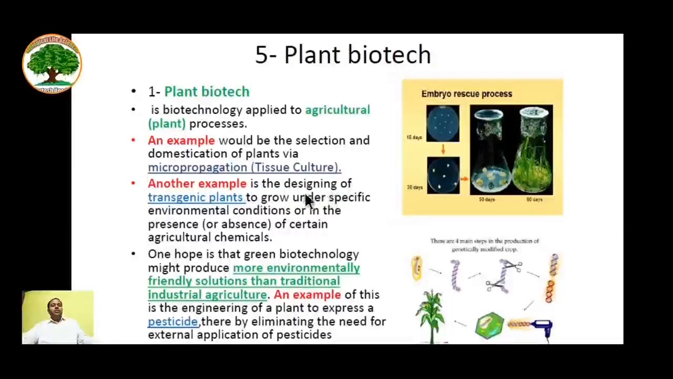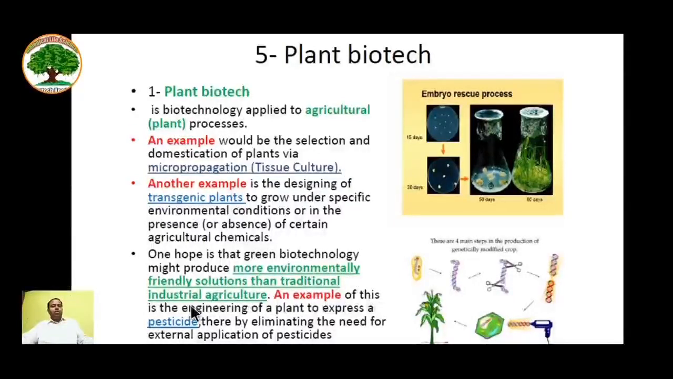Another example is designing of transgenic plants to grow under specific environmental conditions or in the presence or absence of a certain agricultural chemical. For example, we can convert a regular variety into a drought resistant variety by transferring the genes from a drought resistant variety into the plant. So such kind of experiments can be done with the help of genetic engineering. Our hope in this case is that green biotechnology might produce more environmentally friendly solutions than traditional industrial agriculture.